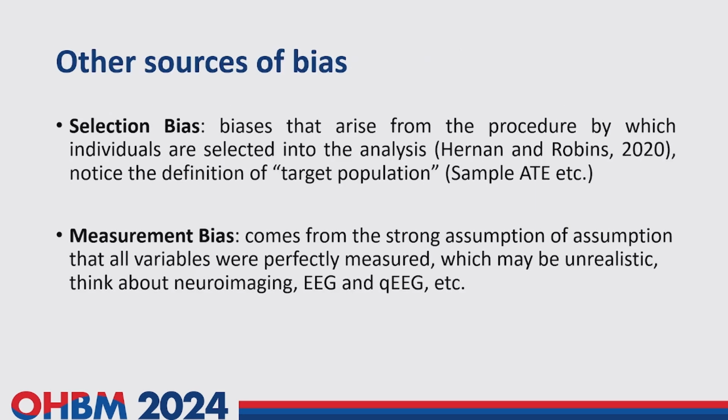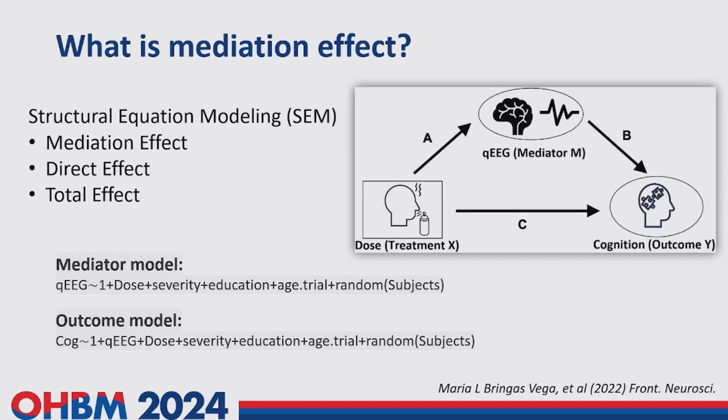Okay. And there are other sources of bias when you're trying to estimate the causal effect, right? Selection bias is one of them, and also measurement bias. Here I would like to stress measurement bias, because for neuroimaging, it's not a direct measure. It's not an ideal measure of the brain, whether function or structure. So you need to take the measurement error into consideration.